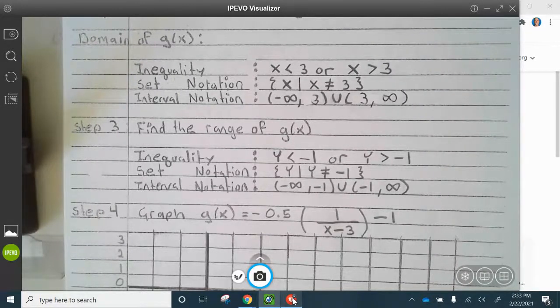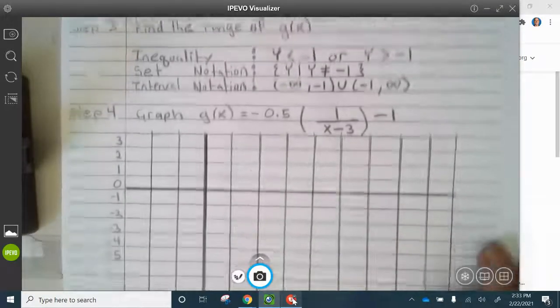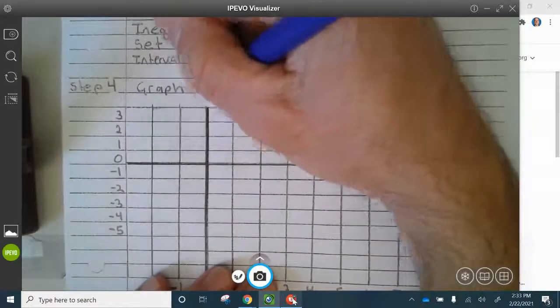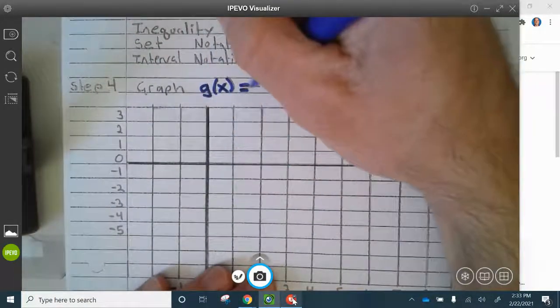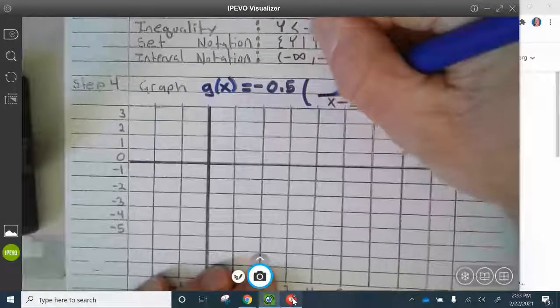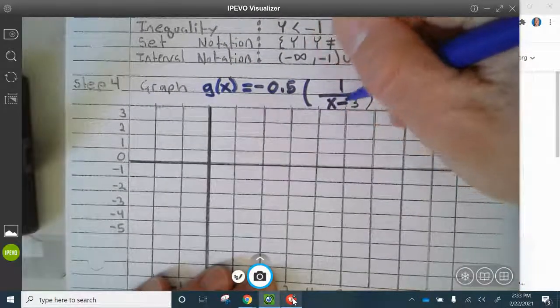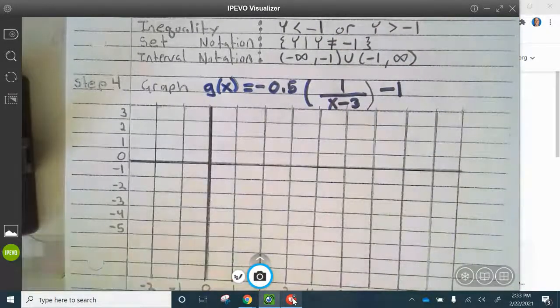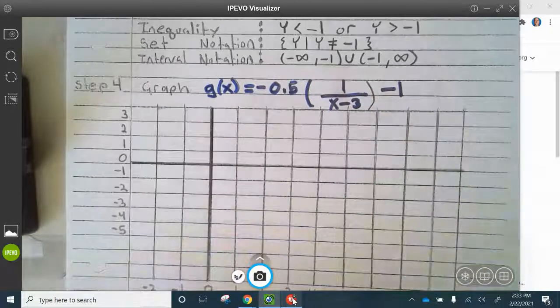Okay, first of all, asymptote. Well, we ask ourselves, what makes this 0? Well, x equals 3. And then y equals -1. Okay, so let's go ahead and graph our asymptotes, x equals 3 and then y equals -1. Okay, and let's go ahead and graph that.